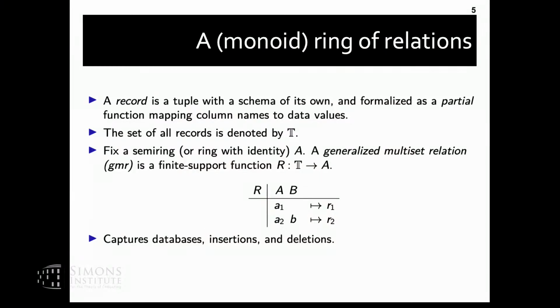So we call it a generalized multiset relation: a finite support function from tuples to elements of our semi-ring or ring, okay? And here's an example. So you see, there's two tuples that have weight values or whatever, R1, R2, right? And this one is actually kind of a unary tuple, and this is a binary tuple, right? And I just bunch them together. And because they have their own schema, so to say, there's no problem with doing that. Yeah, it's just kind of polymorphic, so to say, these relations.